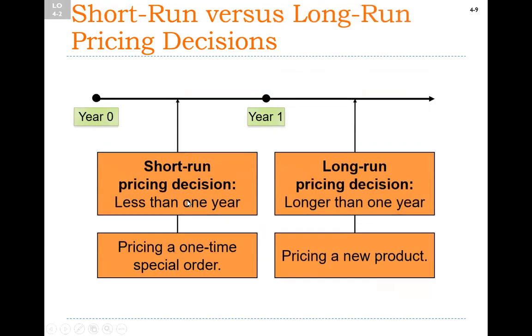So again, short run pricing decisions, I'm looking at less than 1 year, and an example of that would be a one-time special order. Long run pricing decision would be pricing a new product. So that product's going to last me for several years, and some of those costs I can cover in the future. So the pricing decision covers more than 1 year. But with that one-time special order, it's a one-time deal, and it's going to impact my costs in this year, typically not impacting capacity. But a new product will definitely impact capacity in the long run.